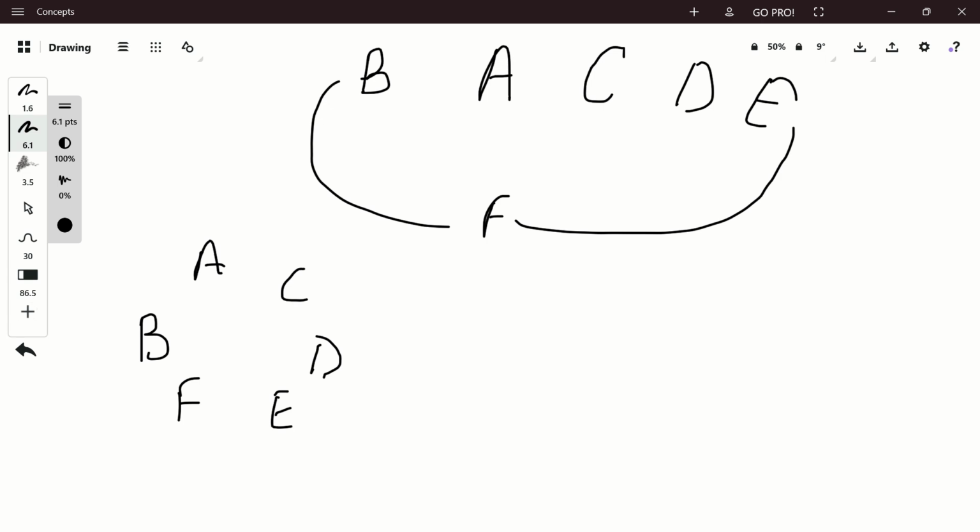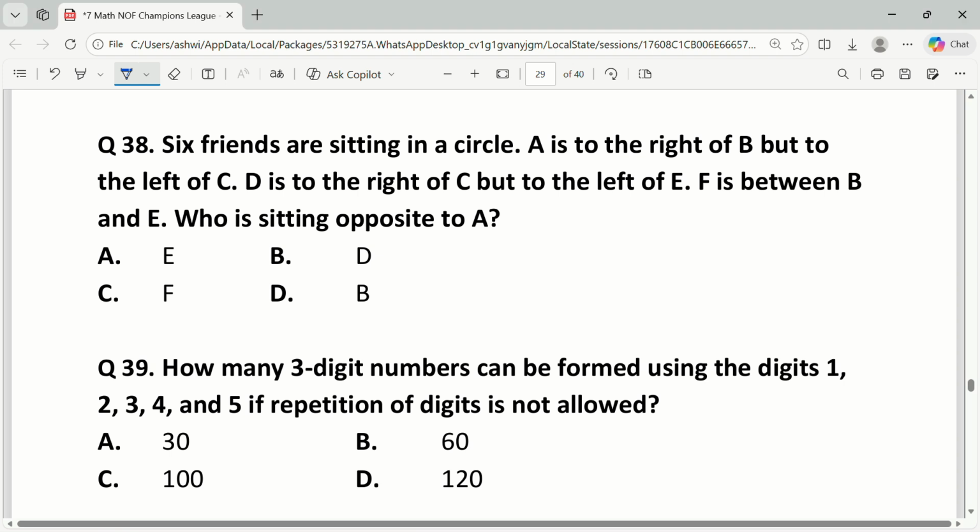In a circle of 6 people, the person opposite is 3 positions away. So starting from A, we have C, first person, D, second person, and E, the third person. So the person sitting opposite to A is E. That is option A, E.